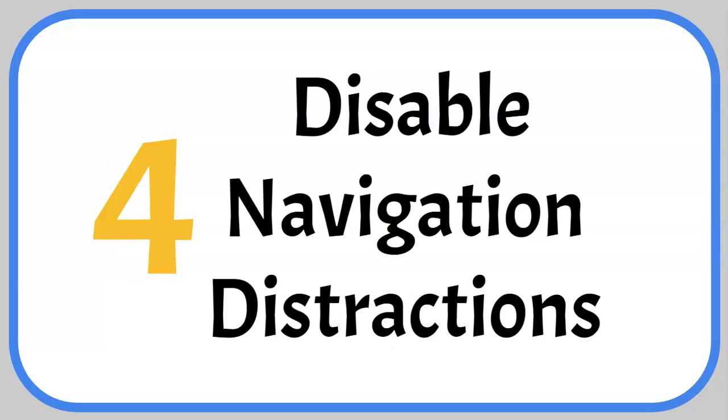Tip number 4 is disable distractions in the navigation bar. By default, the course navigation bar includes just about every feature a student could access. You should disable anything from the navigation bar that would be distracting. Only keep what you want students to access and follow the directions in the handout if you need assistance.